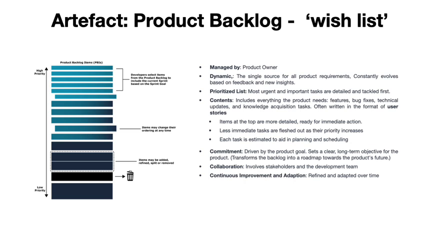The product backlog is a key part of Scrum, acting like a dynamic to-do list for everything a product needs, from new features and bug fixes to technical updates and ways to boost the team's skills. It's the product owner's job to keep this list in shape, making sure it matches up with what the project needs right now and where it's headed in the future.